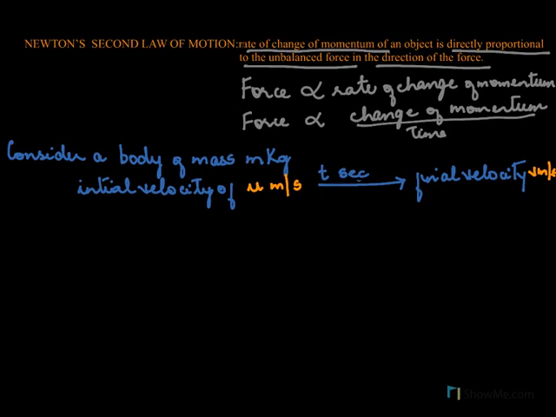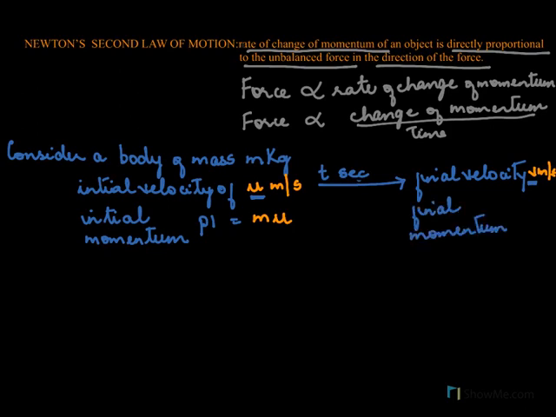Since there is a change in velocity from u meters per second to v meters per second, there will also be a change in momentum. Let P1 be the initial momentum. So we'll say initial momentum P1 will be mass into velocity, that is m into u. And the final momentum, which we will take as P2, will be mass into final velocity, that is mv.